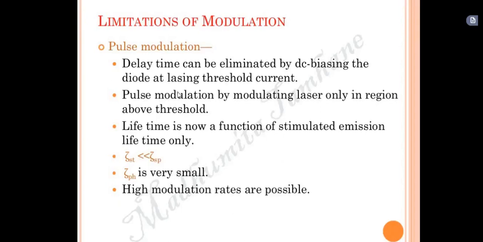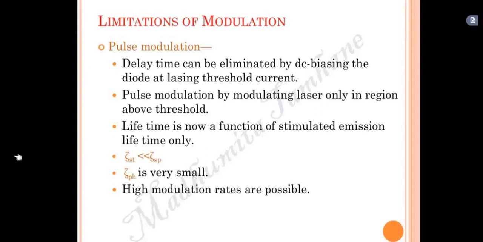In today's session, we are going to continue the same concept of modulation which we left in the previous session. What we discussed in the previous session were the limitations. Basically, it has three things: the spontaneous, the stimulated, and the photon lifetime. So tau PH, tau ST and tau spontaneous SP. This we have covered, and we have seen the rate as well.